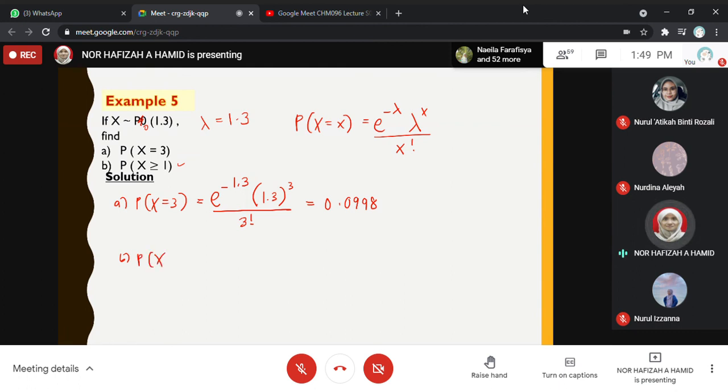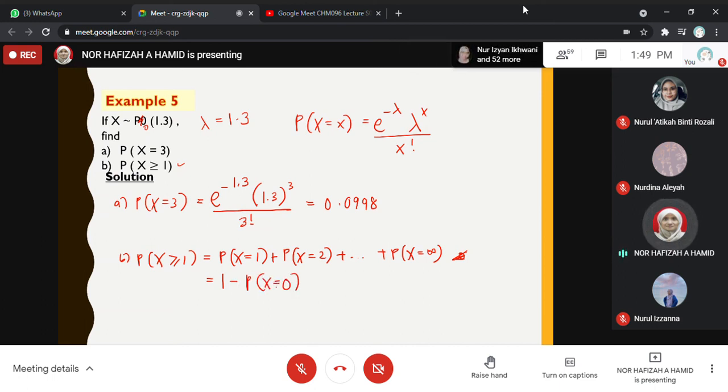So probability of x greater and equal to 1. So you nak calculate probability of x greater and equal to 1. Next you will have x equal to 1 plus with probability x is equal to 2, until probability x equal to, dia tak ada limit maknanya dia sampai infinity. Okay, maknanya nak senang, you boleh calculate, tukar reverse balik, or so kita you pakai minus lah, maknanya 1 the whole probability minus with the probability x is equal to 0.